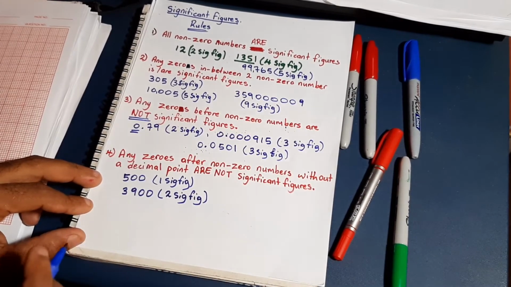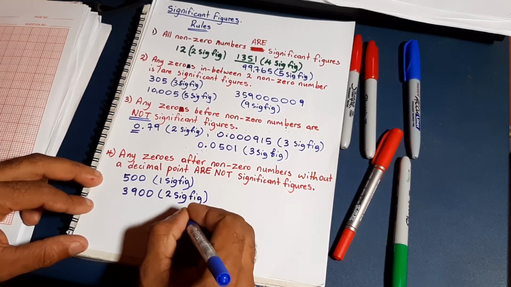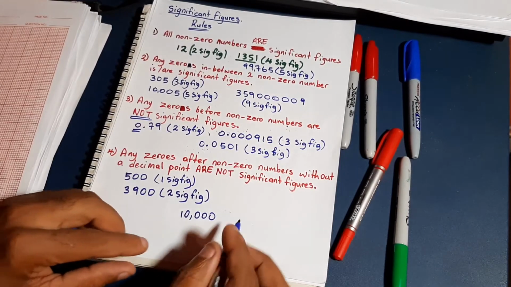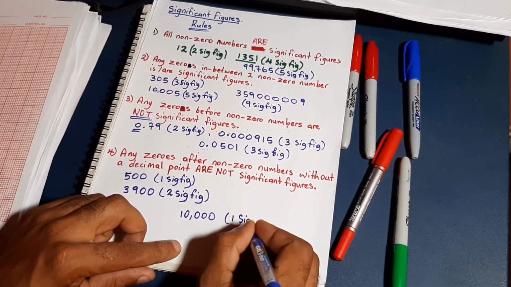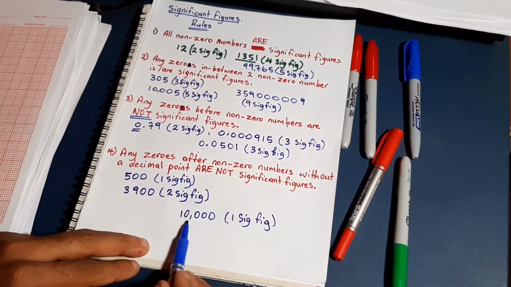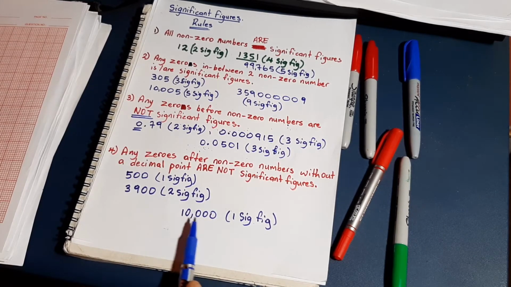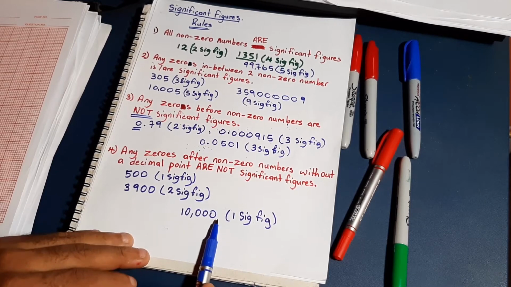Let's try another example. Let's say we had 10,000. How many significant figures would this be? This would be only 1 significant figure. Why? Because the number does not have a decimal point, so we would not consider the zeros that follow this 1 to be significant figures.